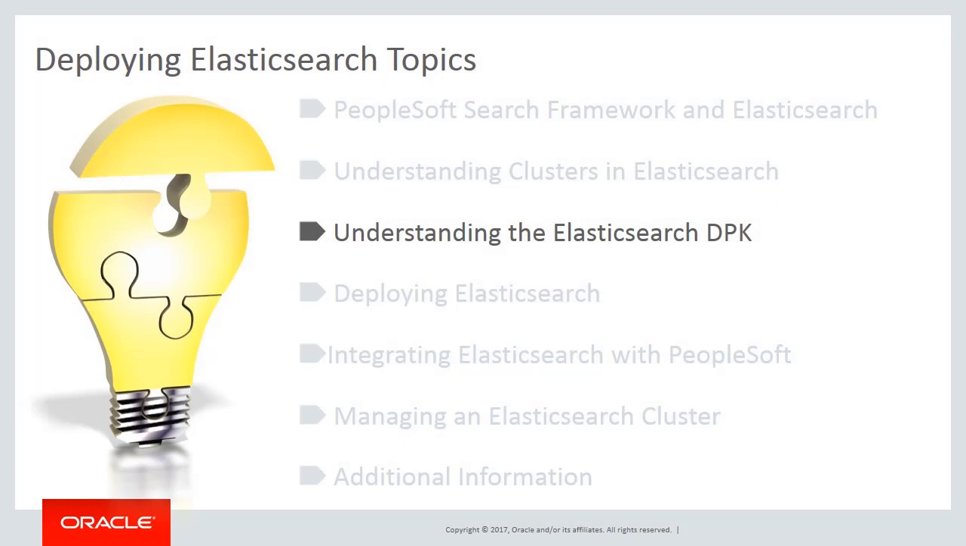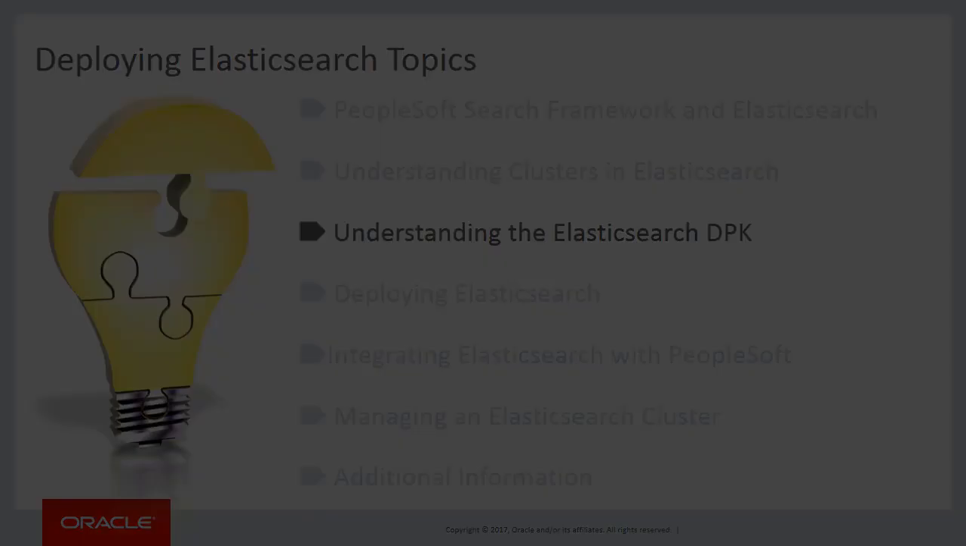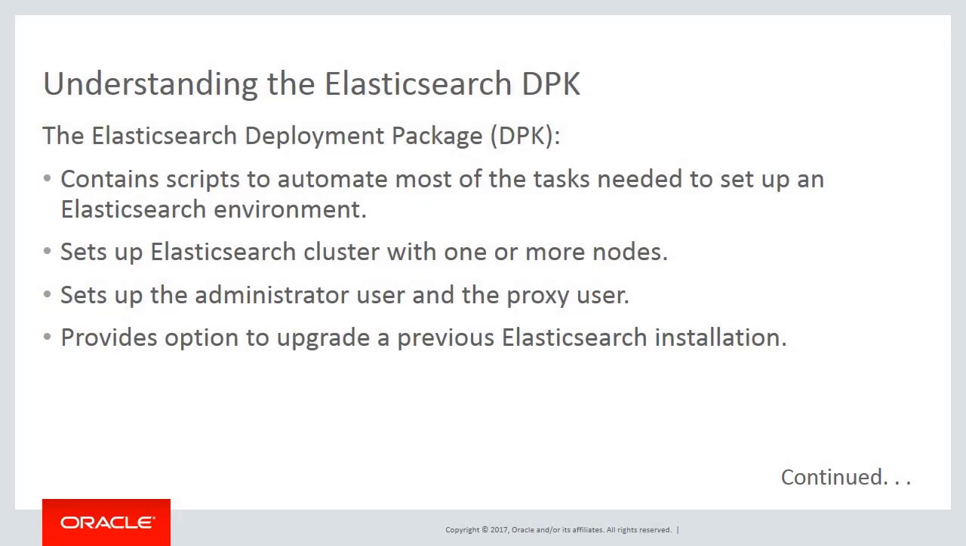We'll now discuss the contents of the Elasticsearch DPK. In PeopleTools 8.56, you can use the Elasticsearch DPK revision 3. The Elasticsearch deployment package contains scripts to automate most of the tasks needed to set up an Elasticsearch environment. The Elasticsearch DPK sets up Elasticsearch cluster with one or more nodes.